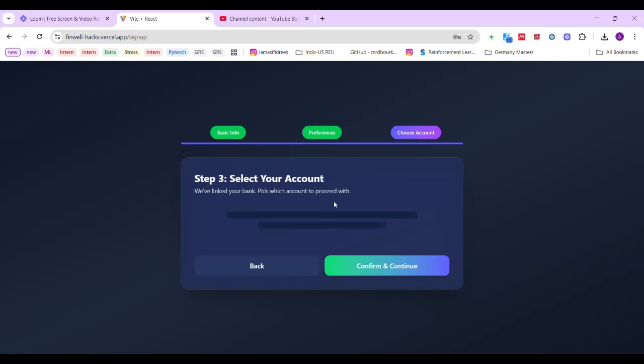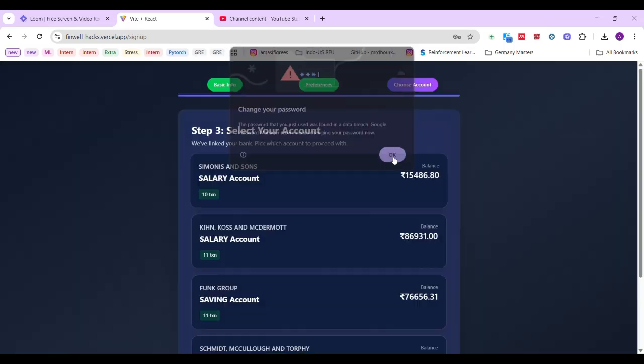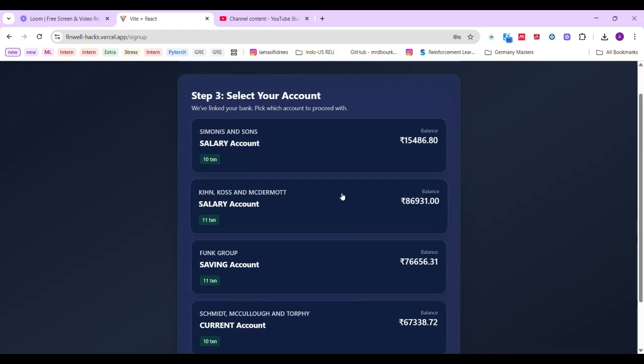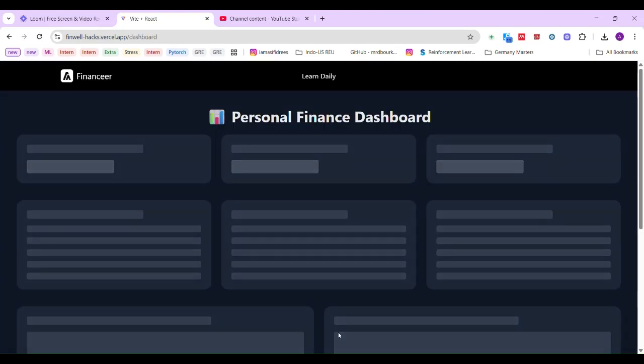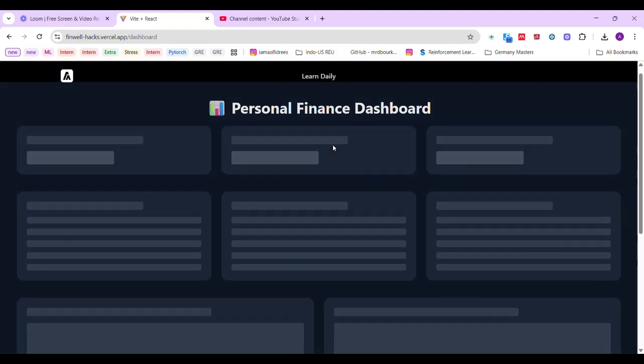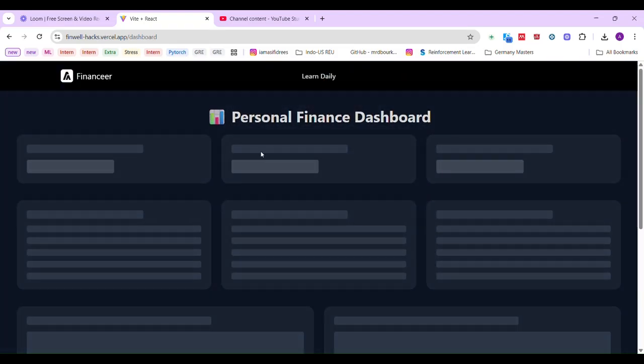What it does is check the email ID that we have entered. We have set up a bank server in the background. It uses that email ID to pull all the banks connected with it and then lets us pick any one bank account linked to that email ID. We choose this and then we continue. This is the personal finance dashboard that is being created for that specific account signing in.